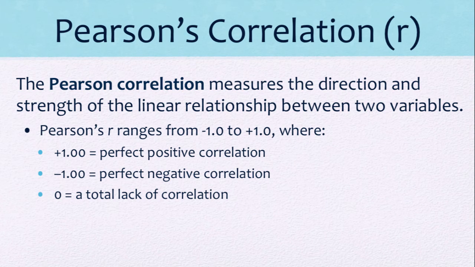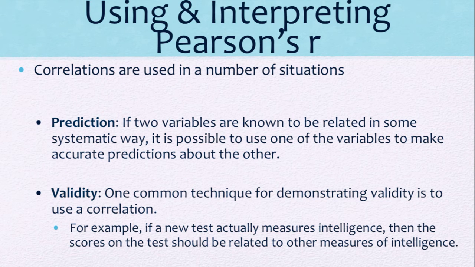And so Pearson's correlation is one of many correlation coefficients, and Pearson's r, as it's also called, focuses on linear relationships between two variables, and so it's a measure of direction and strength. Pearson's r ranges from -1 to +1, where +1 denotes a perfect positive correlation, -1 denotes a perfect negative correlation, and 0 denotes a total lack of a correlation or a relationship between two variables.